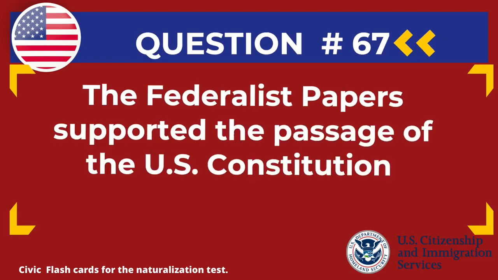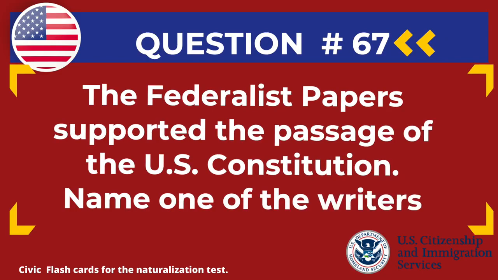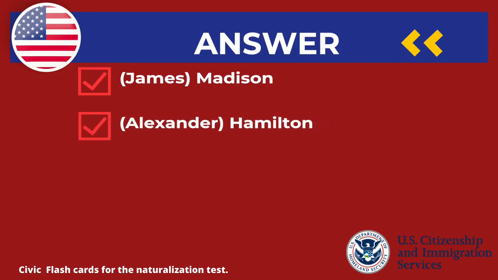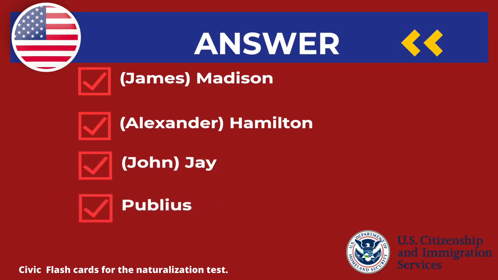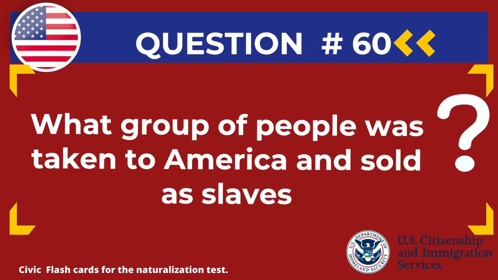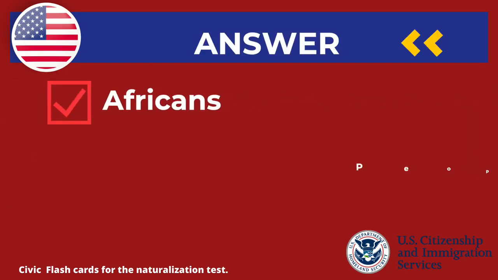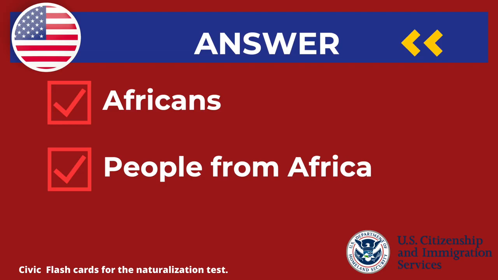The Federalist Papers supported the passage of the U.S. Constitution. Name one of the writers. James Madison. Alexander Hamilton. John Jay. Publius. What group of people was taken to America and sold as slaves? Africans. People from Africa.